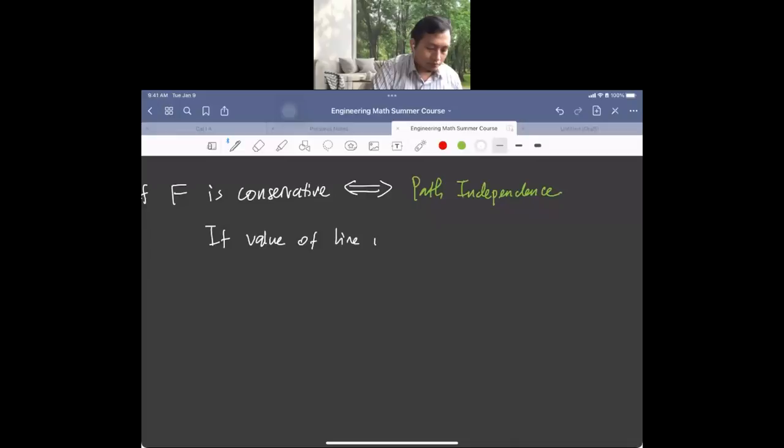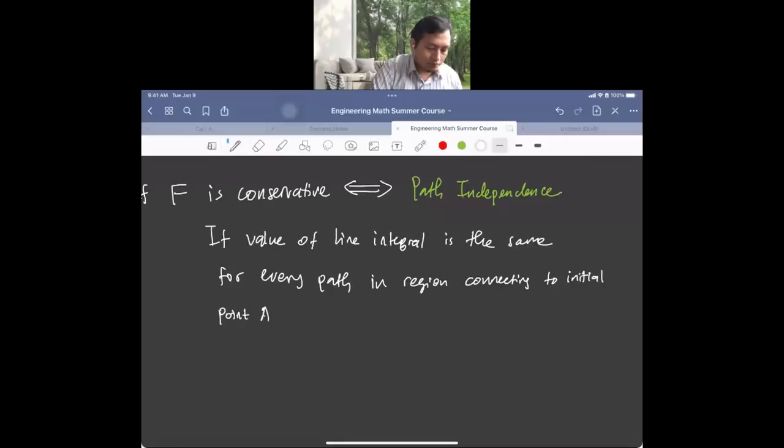So if the value of the line integral is the same for every path, so we choose path C1, C2, C3 and all result in the same value, for every path in the region connecting initial point A and terminal point B, then the integral is said to be independent of path.